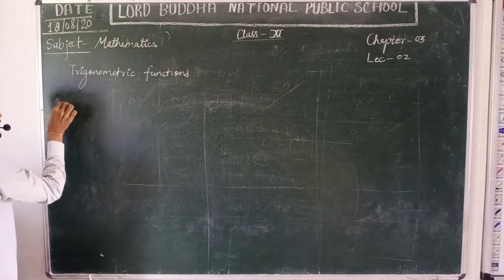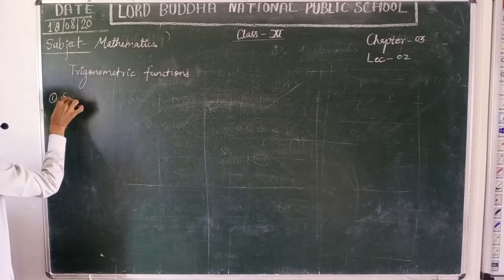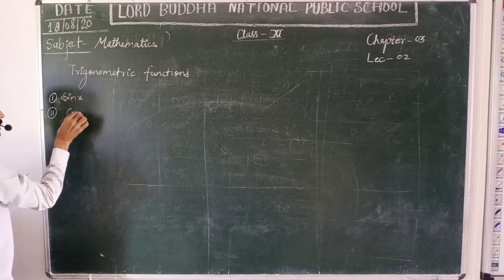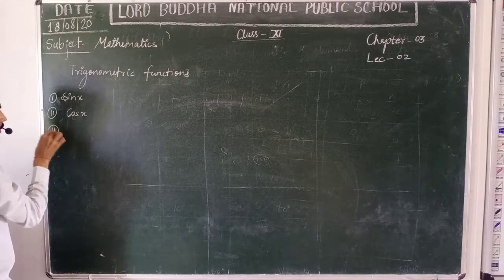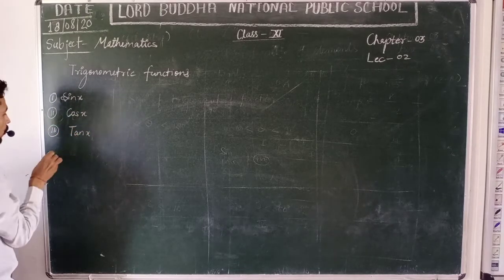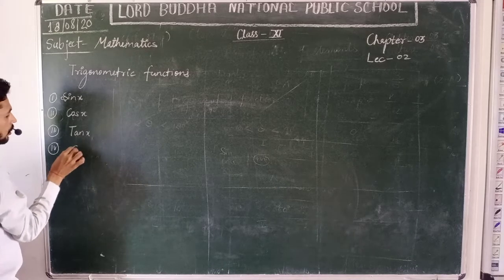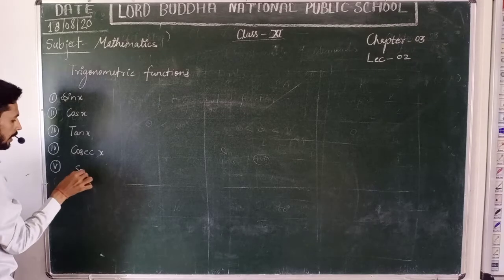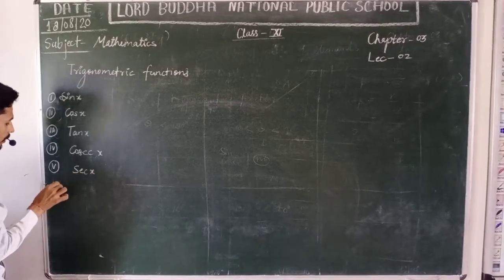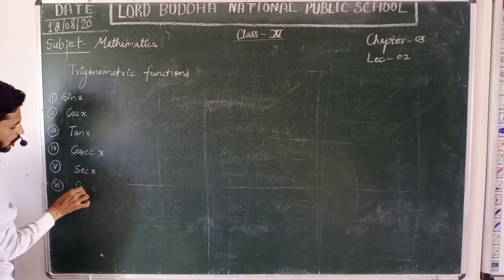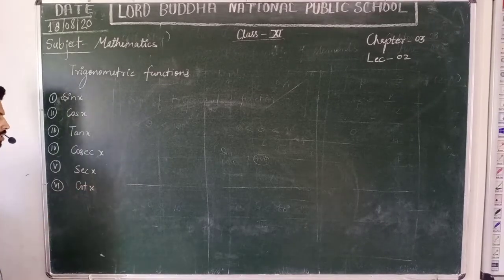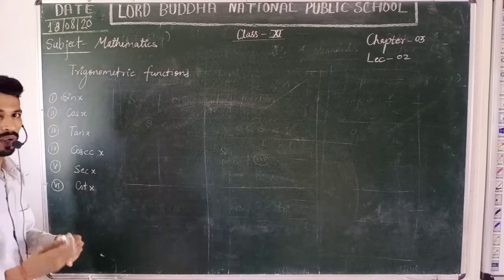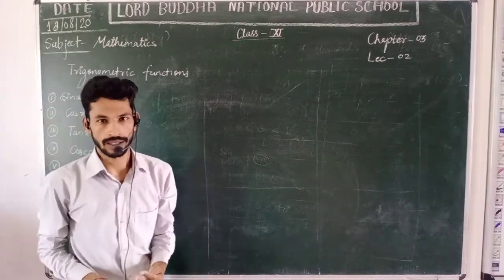There are only 6 trigonometric functions. First is sin x, second one is cos x, third tan x, fourth cosec x, fifth sec x, and last one is cot x. Okay. So the value of all these trigonometric functions will be different at different angles.